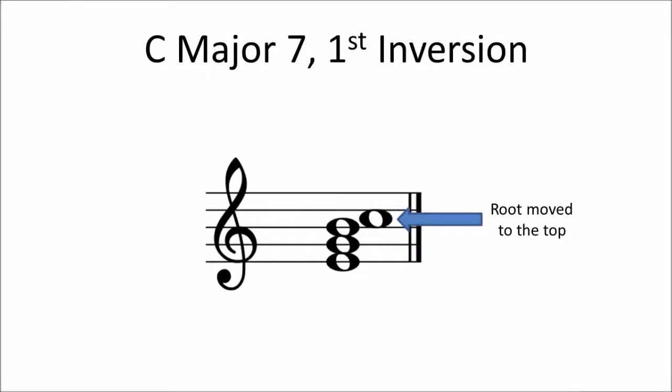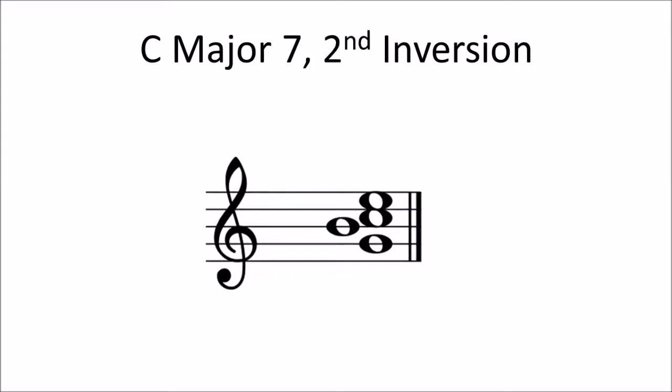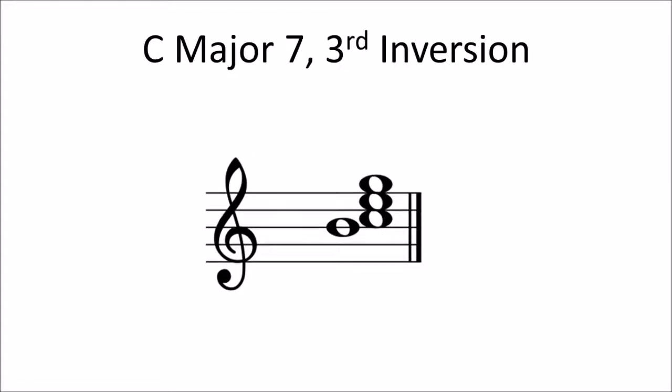So a C major 7 chord in the first inversion would look like this. You would have a third for the bass note, and the formula would be third, fifth, seventh, and the root on top. The second inversion would be if you repeat this process and move the third up an octave. The formula for that would be fifth, seventh, root, and the third on top. And of course the third inversion would be the seventh, root, third, and the fifth on top.